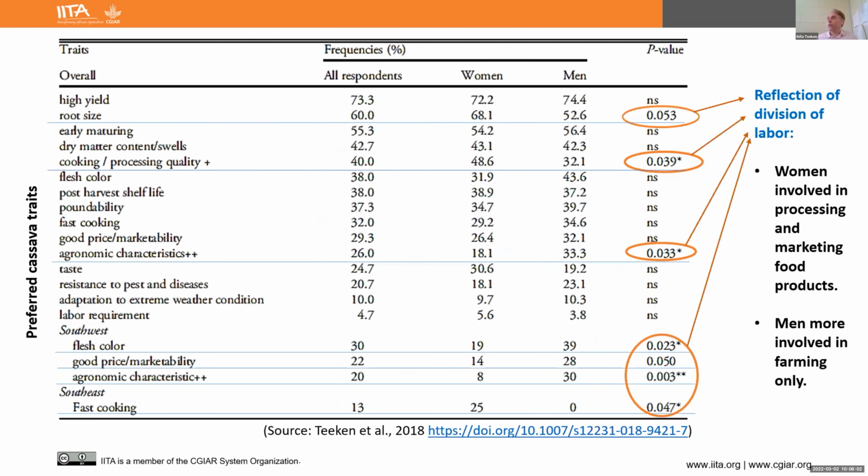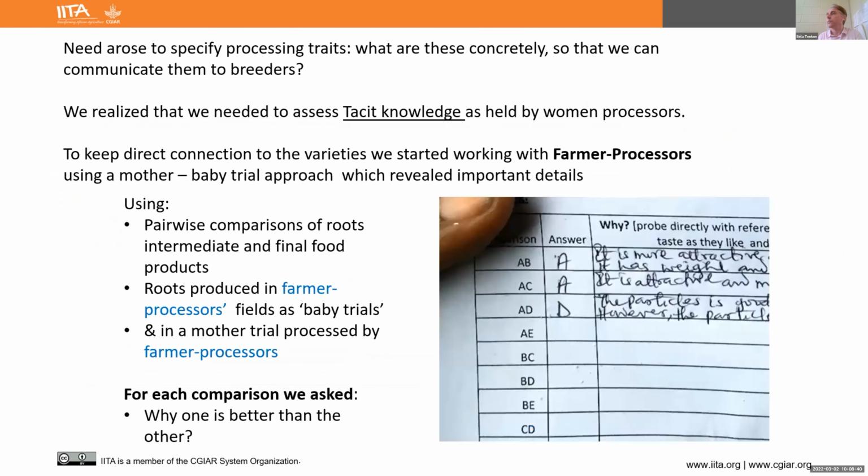Further then, we have some statistical data here where you can see that processing related traits, such as root size, which can be related to peeling work, and cooking quality are more related to women. Cooking aspects are more mentioned by women, and the agronomic characteristics related to flesh color of the roots, good price, marketability of the roots are much more highlighted by men.